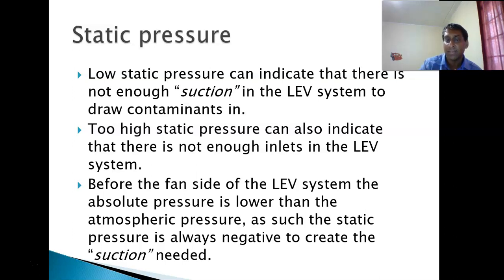So if you did measure the absolute pressure on the first part of the LEV system before the fan, it had to be smaller than 1. The figure had to be lower than 1. So let's just say 0.5. The reason is that when you minus it, remember atmospheric pressure is 1. So if we say 0.5 minus 1, absolute pressure minus atmospheric pressure, 0.5 minus 1, right? Let me see if I get it right.